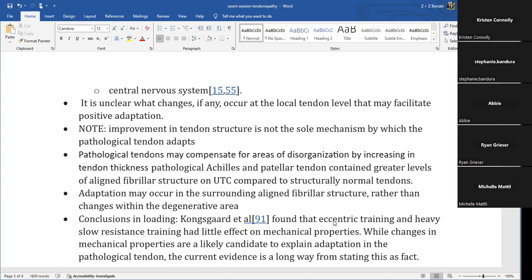So these are just subcategories we think of. Was this tendon ill prepared for this stress? Or have I changed something internally that now creates extra stress in the system?